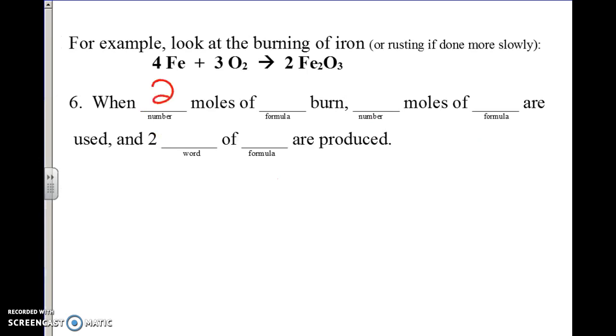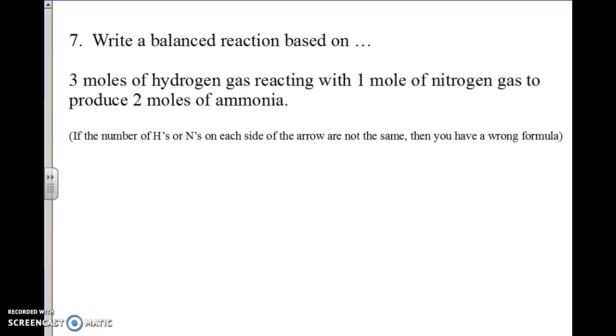When there are 2 moles of Fe, that's iron, and those burn, you'll need 3 moles of O2, and you end up producing 2 moles of iron oxide, Fe2O3. Try number 7 on your own before you watch me do it. So we have 3 moles of hydrogen gas. Now remember, hydrogen's diatomic, so if you're going to have pure hydrogen gas, it's going to be H2.